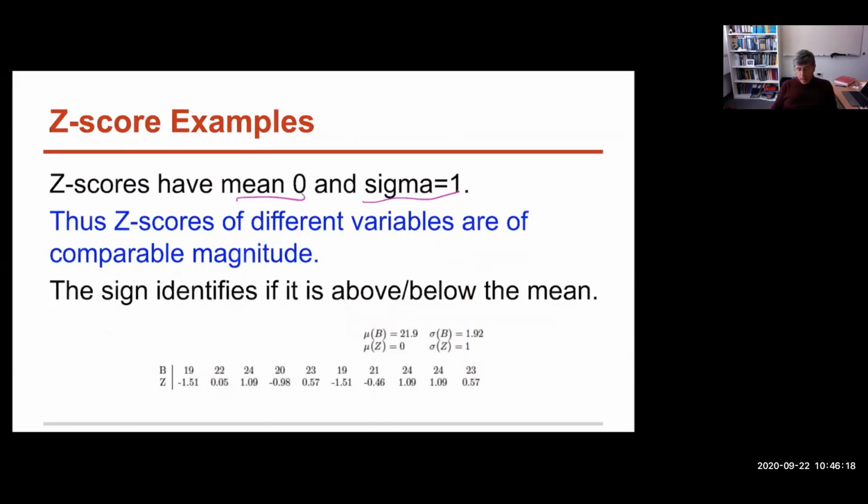GPAs typically lie between what? They go between like 1.0 and 4.0, or in some perverted world where they give A pluses, maybe it gets as high as a 5.